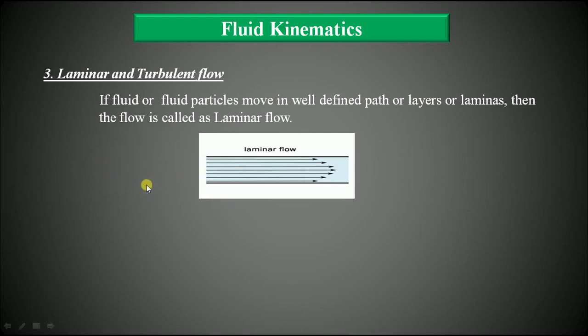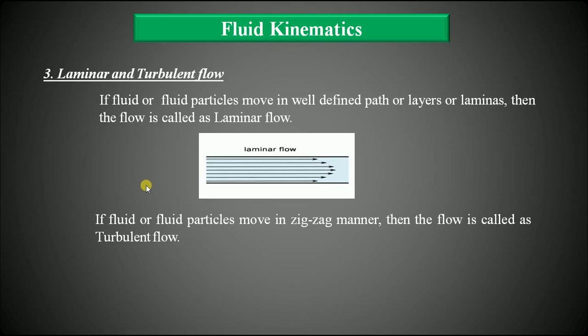So next we go for turbulent flow. What do you mean by turbulent flow? If fluid particles move in a zigzag manner, then the flow is called turbulent flow, opposite to laminar flow. In laminar flow the particles move in a particular path, but in turbulent flow, the particles will not be following any particular path. The particle movement happens randomly during the flow of the fluid. In that case, the flow is called turbulent flow.